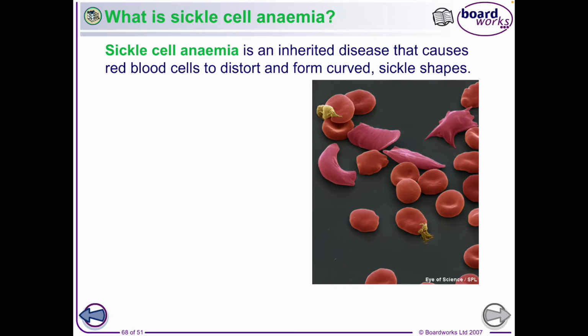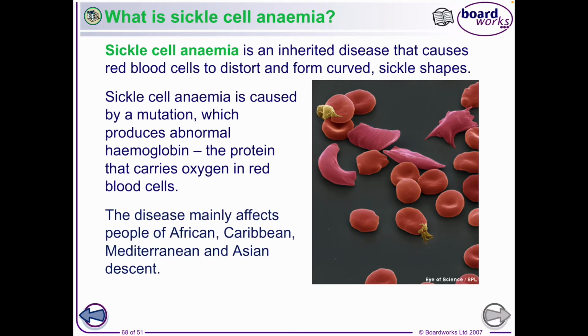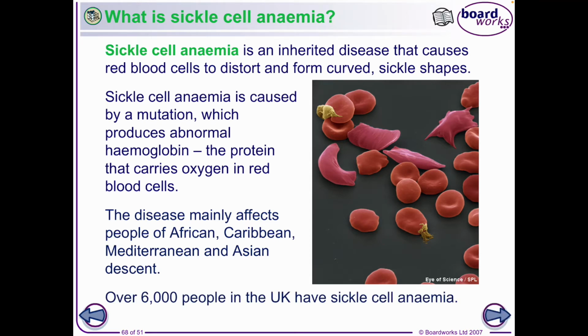So it's an inherited disease that causes the red blood cells to become distorted to form these funny sickle shapes, due to a mutation with the haemoglobin. It mainly affects people of African, Caribbean, Mediterranean and Asian descent. And it affects over 6,000 people in the UK.